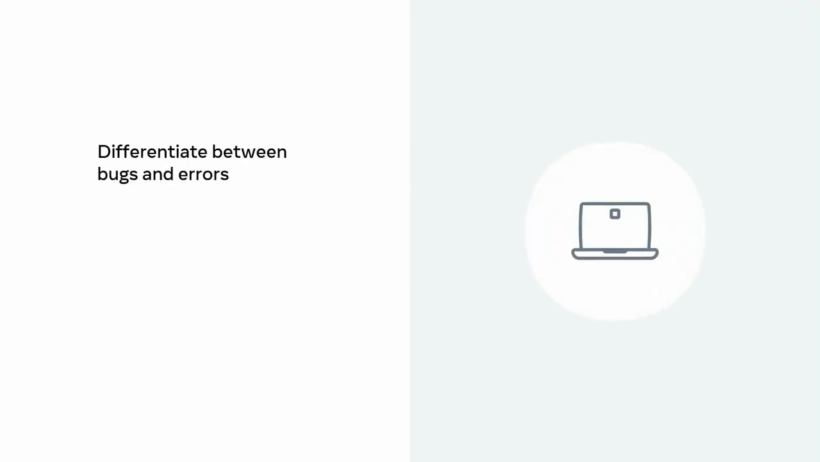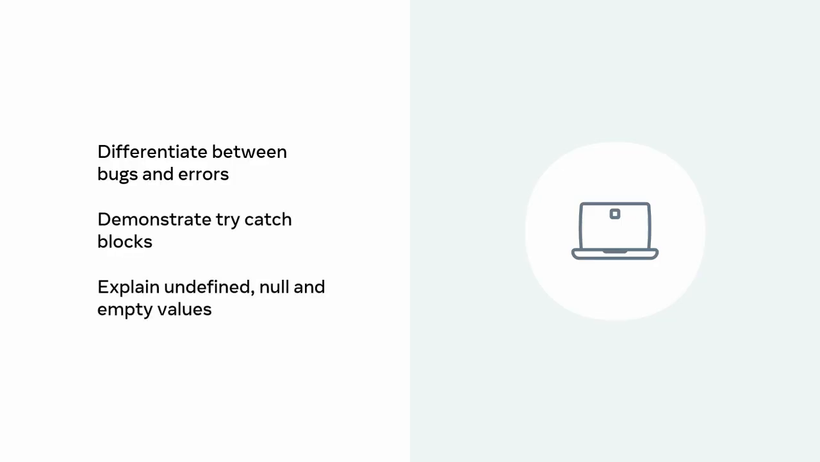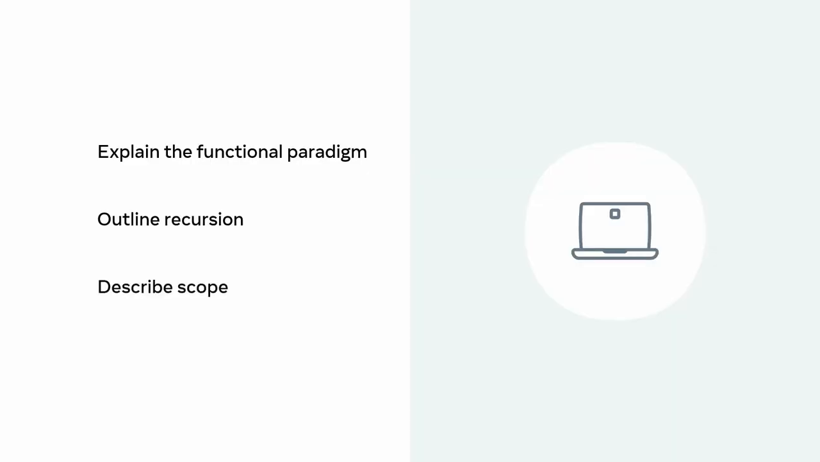During this lesson, you discovered how to recognize the differences between bugs and errors, demonstrate try-catch blocks, and explain the concepts of undefined, null, and empty string values. The next module on programming paradigms began with a lesson on functional programming, in which you learned how to explain how the functional paradigm works, outline the concept of recursion, describe how scope operates, and explain different forms of scope such as let, const, and var.